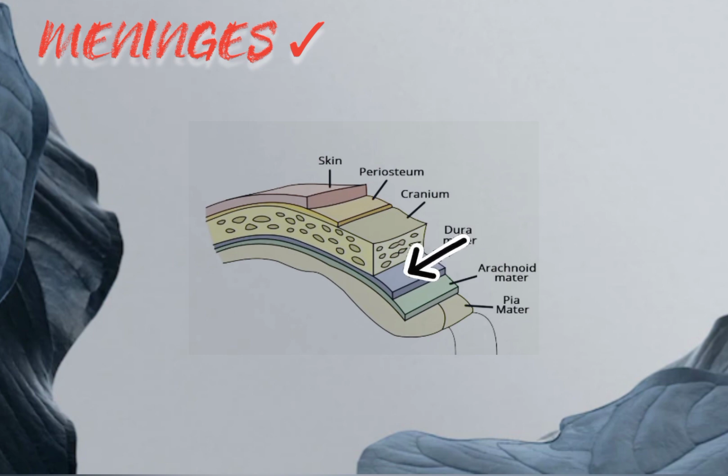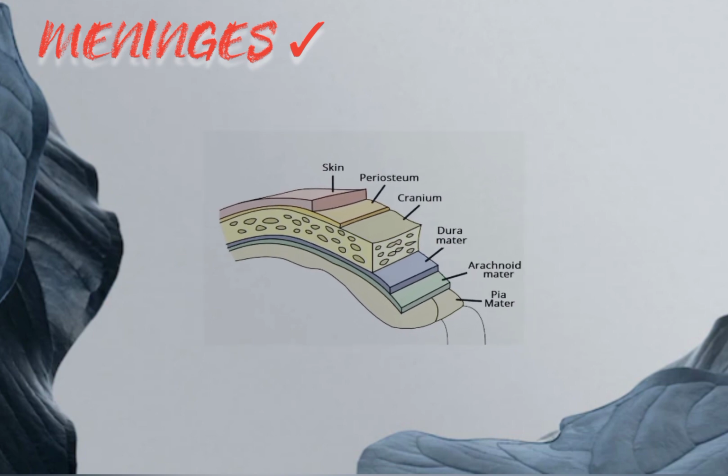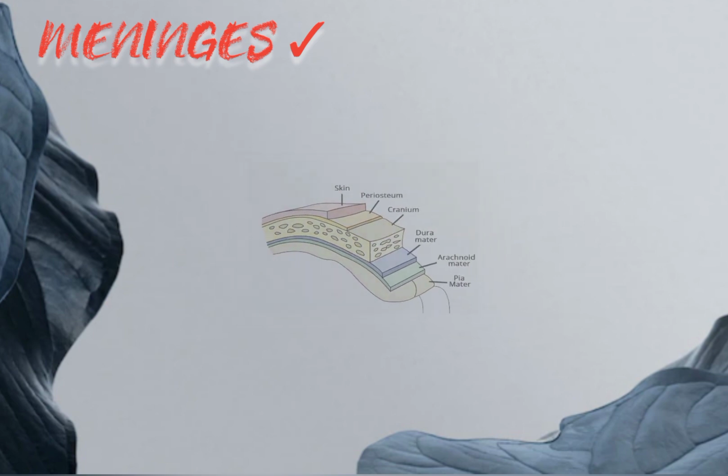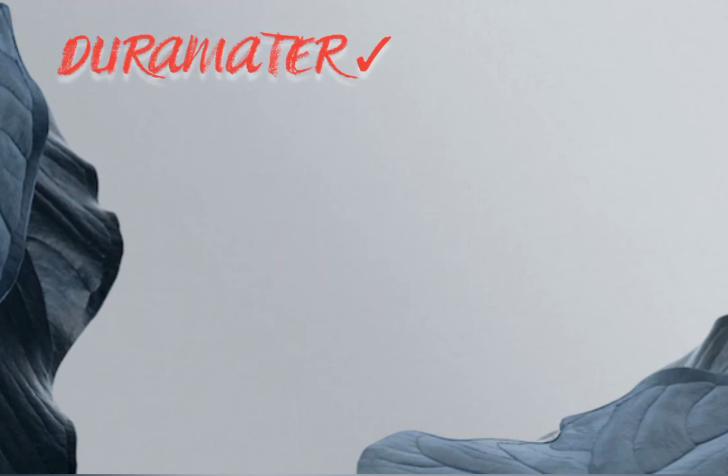Then beneath the dura mater, the green area is termed the arachnoid mater, and beneath the arachnoid mater, this is the third layer of meninges, which is termed the pia mater. So these three layers of meninges are present inside the cranium of the skull. Now let's isolate the dura mater, which is the topic of our video today.